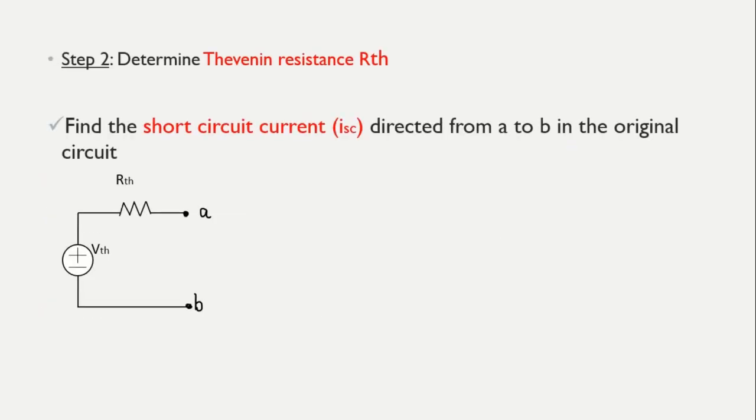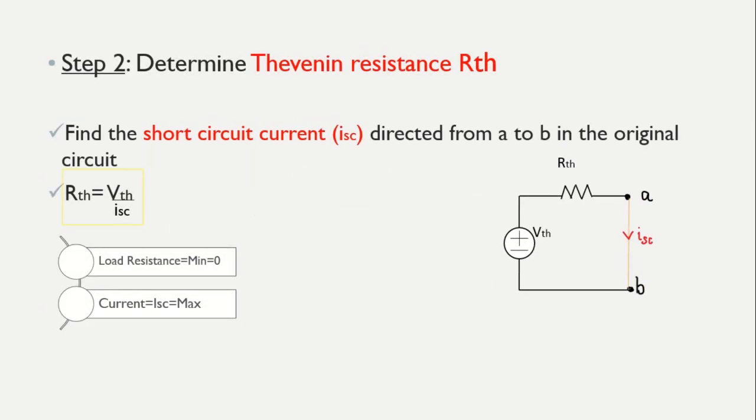The second step is to determine the Thevenin resistance, or R Thevenin. How do I do that? I need to find the short circuit current directed from A to B in my original circuit, and then I apply Ohm's law, which is R Thevenin is equal to V Thevenin over I short circuit, in order to find my R Thevenin. So here, the load resistance is going to be 0 at its minimum, and the current, my I short circuit, is going to be maximum.